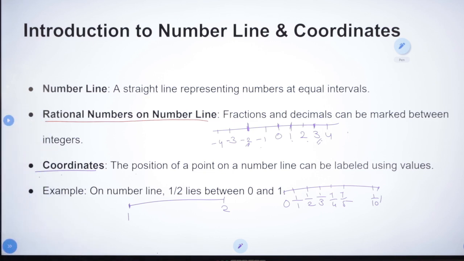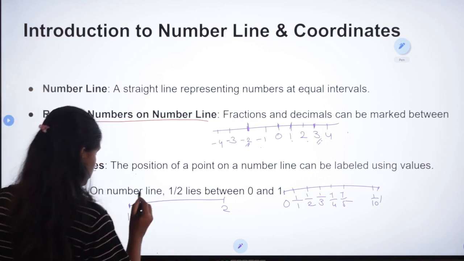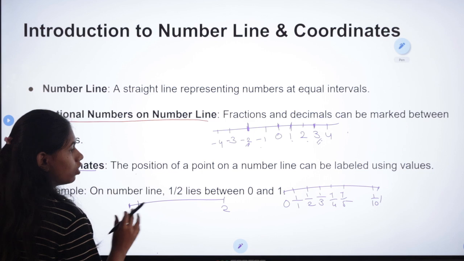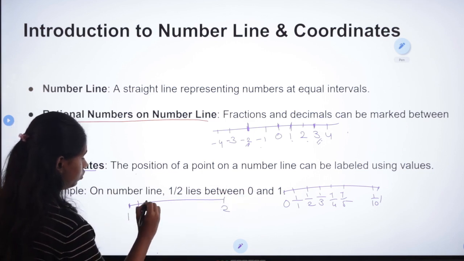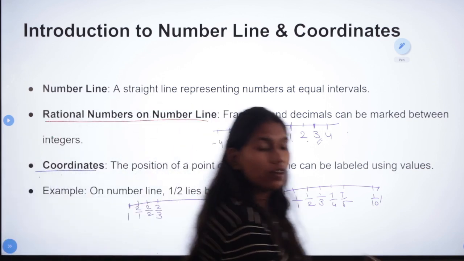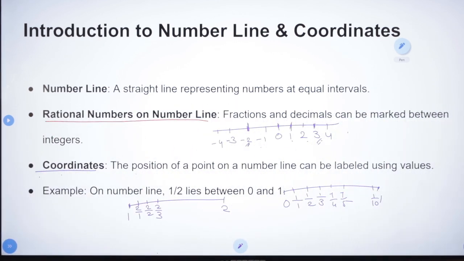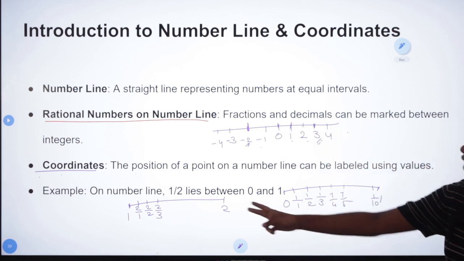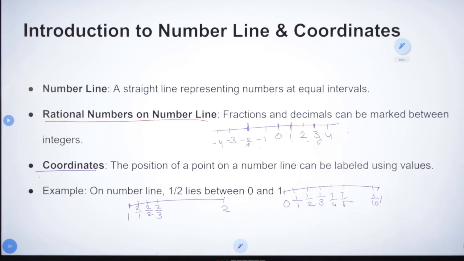And when you take the points 1 and 2, the rational numbers on this will be 2 by 1, 2 by 2, 2 by 3, like this, up to 10. Up to 10 means every interval of the number line has rational numbers starting with the denominator 1 and ending with the denominator what? 10. Okay.